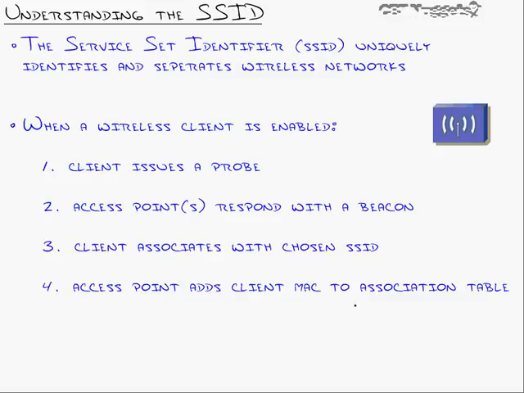The access point will then add the client MAC address to its association table. That's how it takes ownership. It says, I see that network card and I will own that MAC address. So from there on out, as long as the client stays in the same place, it will go through that access point and access the internet.